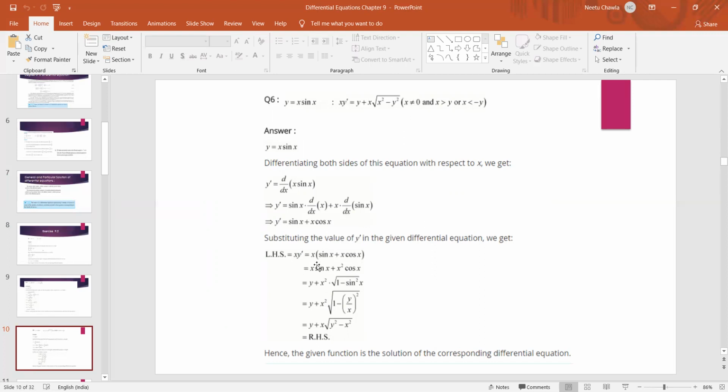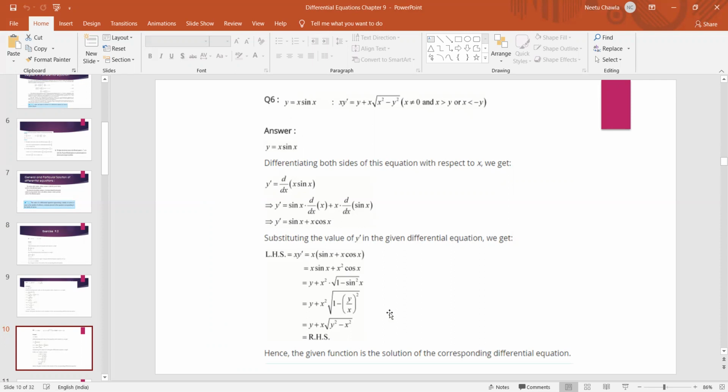So I am getting here x sin x plus x square cos x. See here, x sin x, what is the value of x sin x? That is this given function y. So I can put here y plus x square. And in place of cos x, I can put 1 under root of 1 minus sine square x. And in place of sine square x, I can put y upon x from the given question.